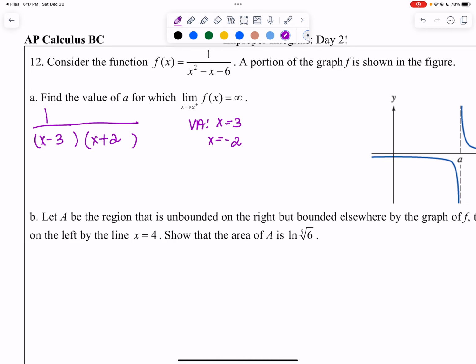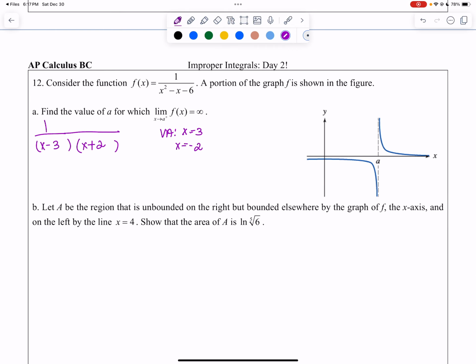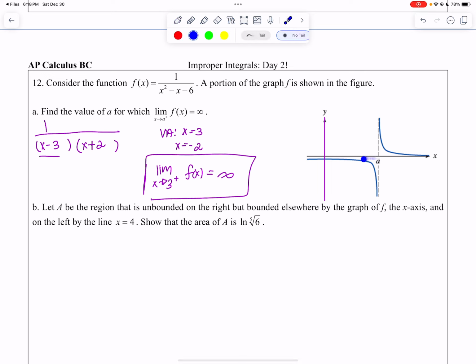Now notice how here, this is already the y-axis. So we're only looking at quadrants 1 and 4 right now, and I guess 3 technically. Because of that, this tells me that my a value is going to be 3. Because that is my vertical asymptote. That is the positive side of the graph. Right here, or the right side of the graph.